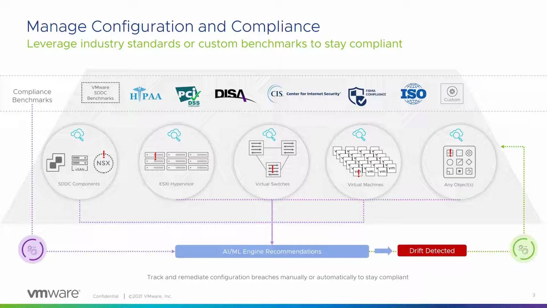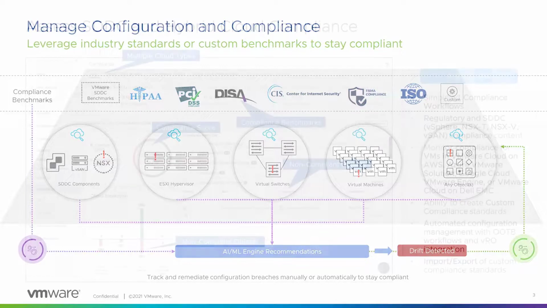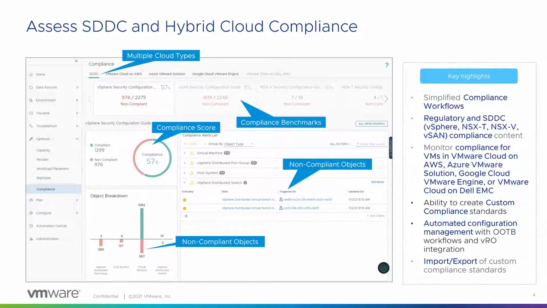Now, this functionality leverages industry standards such as HIPAA, PCI, DISA, CIS, FISMA, and ISO standards, as well as VMware security configuration guidelines. The compliance view within vRealize Operations shows how compliant your software-defined data center or hybrid cloud is against applicable compliance templates. A compliance score is provided as a percentage of the number of applicable objects that are compliant.